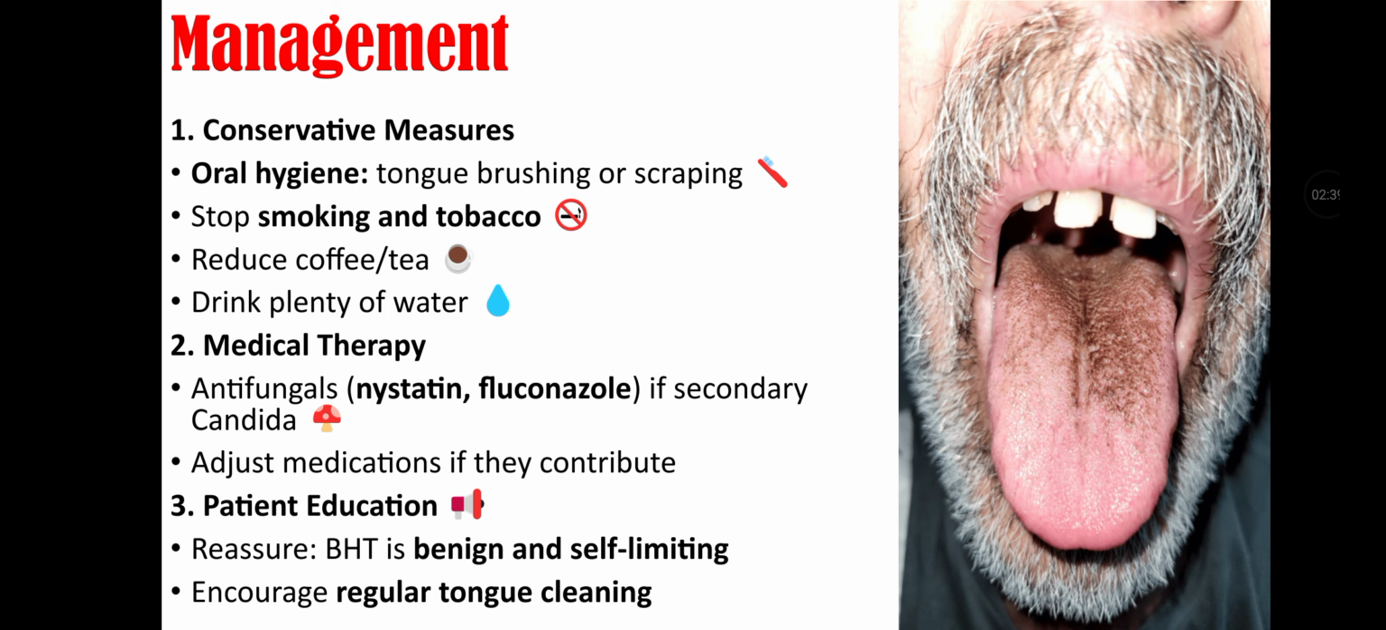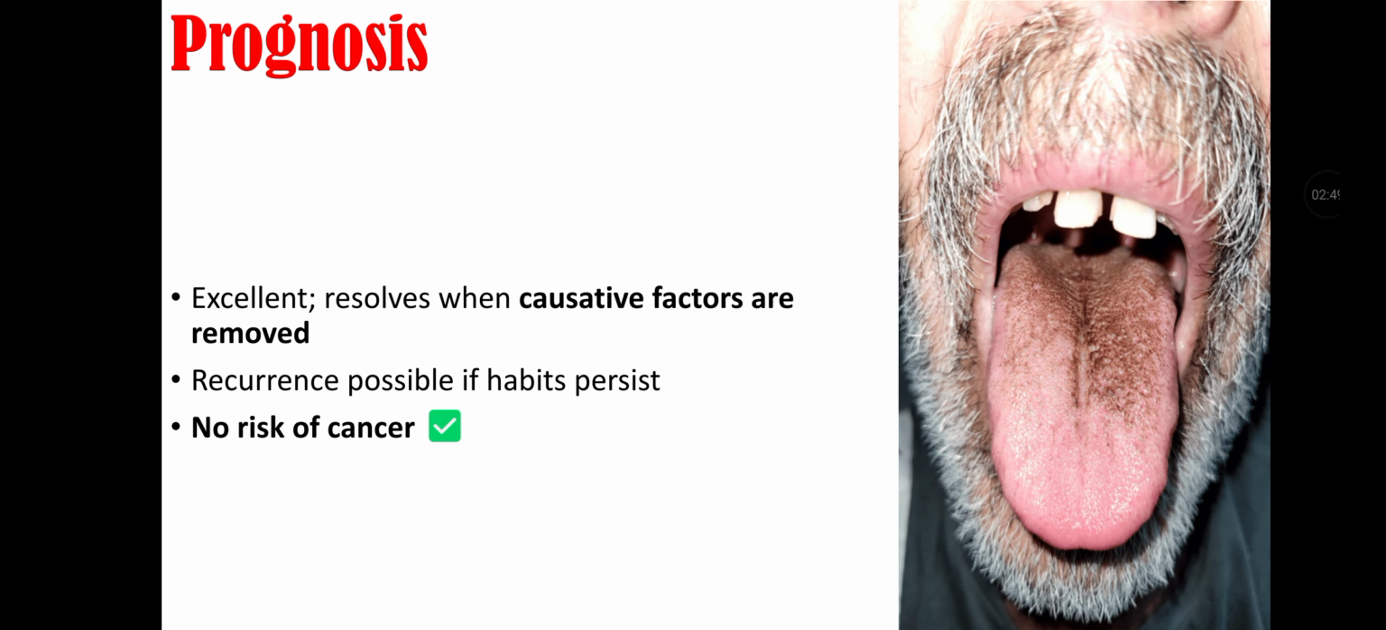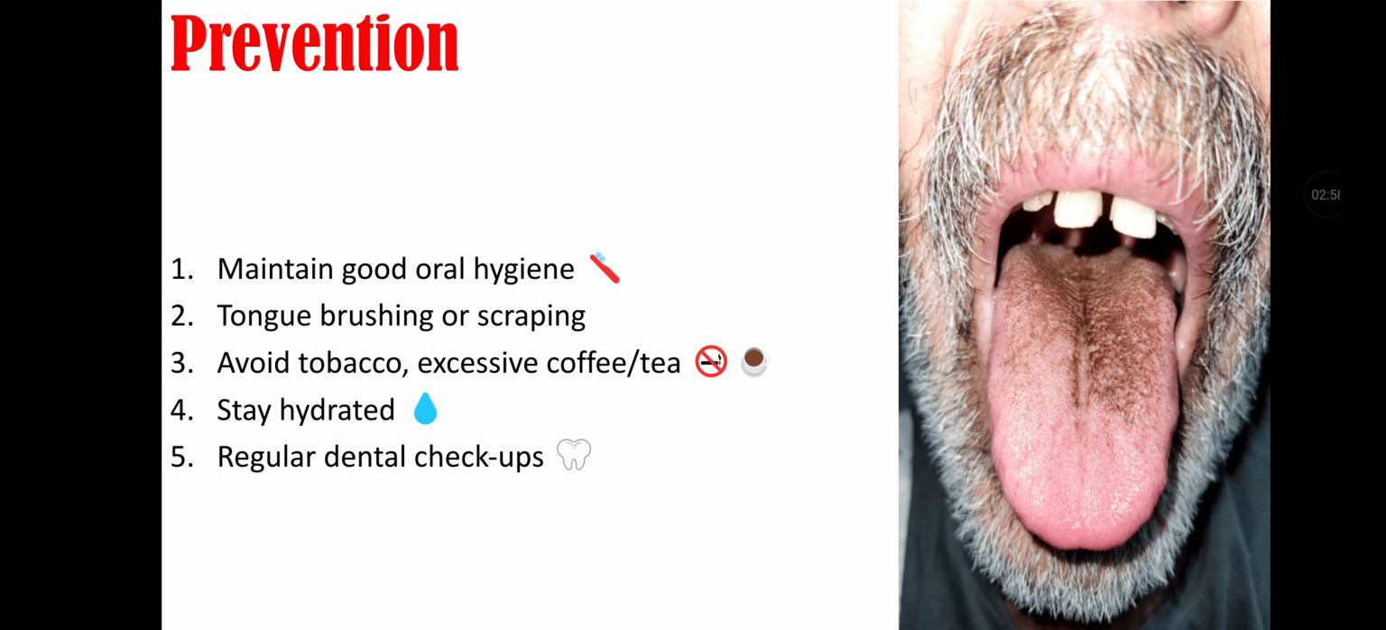Third strategy of management is patient education, that is to ensure that black hairy tongue is benign and self-limiting, and to encourage regular tongue cleaning. Prognosis of black hairy tongue is excellent and it resolves when causative factors are removed. Recurrence is possible if habits persist, and there is no risk of cancer.